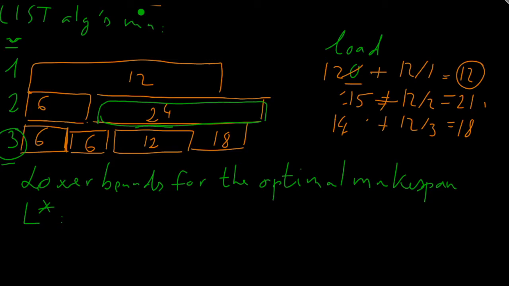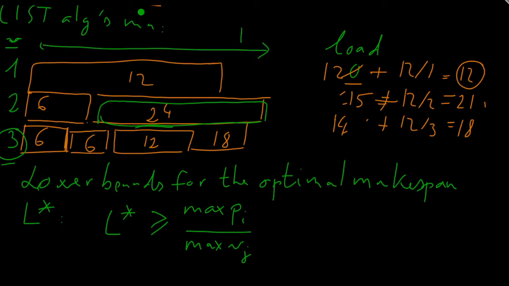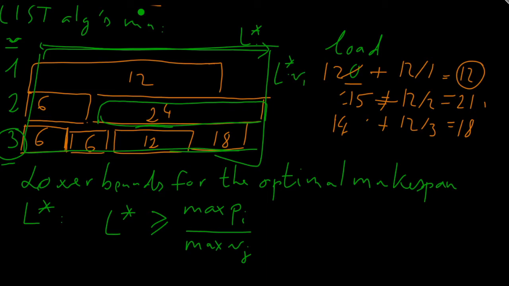And this is always a lower bound, so L star is at least as large as the maximum processing time divided by the maximum speed. Usually i ranges over the jobs and j ranges over the machines. Also, if we have a makespan of L star, then we have this rectangle. Even if this rectangle is totally full, then the first machine would process a total amount of jobs like L star times v1. That's the total sum of the numbers written in the rectangles depicted here. And the second machine can process only jobs having a total size of L star times v2, and so on.